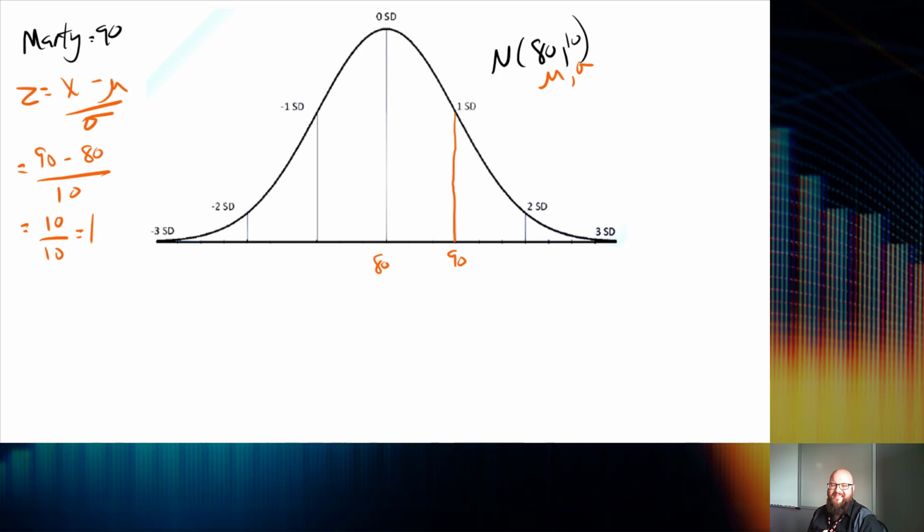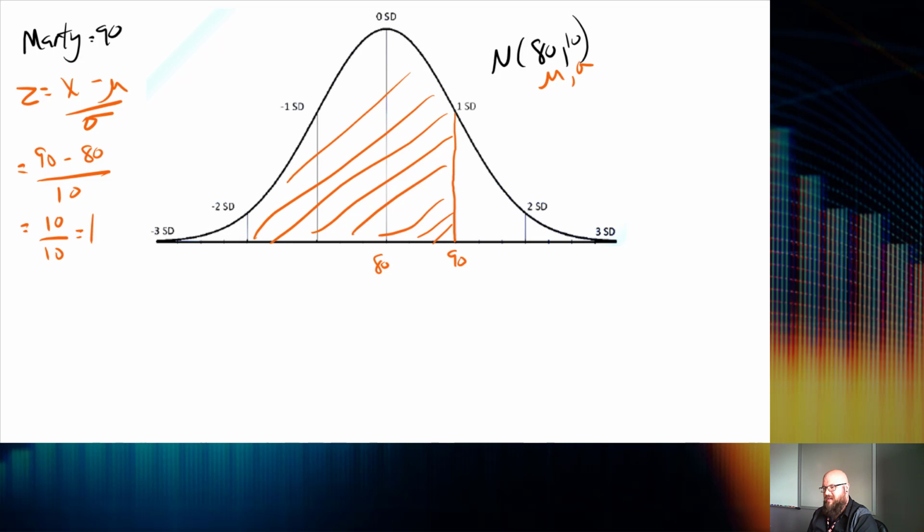So now let's see the percent of students that scored less than Marty. So with that, again, we're wanting to find the percent. So the area under this curve from 90 all the way to negative infinity, all right? So we're going to find that area right there. So to do that, we can do this kind of easily, right? So what's half of the curve? If I went from negative infinity to the mean right here at 80, that should be 50% of the data, right? So I know I'm going to have 50% of the data.